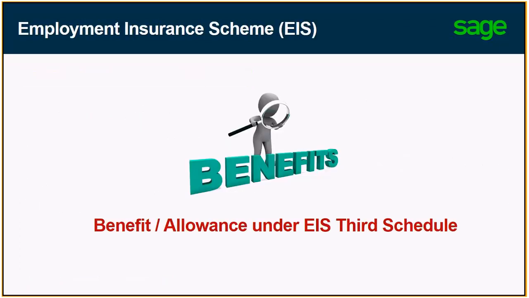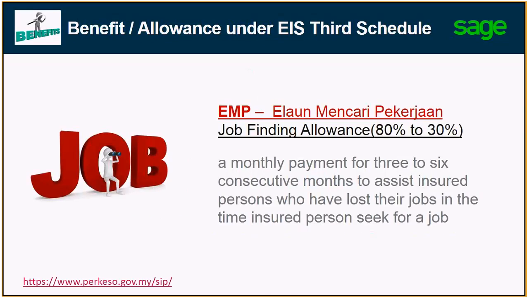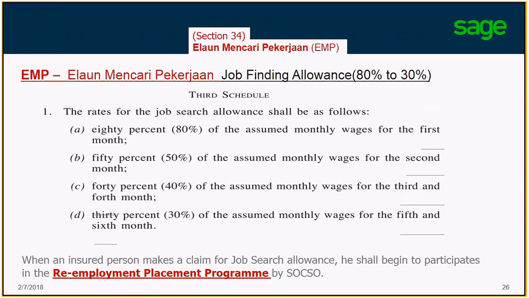So what are the benefits of this employment insurance scheme, EIS? First, it gives you the EMP, or allowance mencari pekerjaan. It's the job finding allowance. It is a monthly payment for 3 to 6 consecutive months to assist the insured person who has lost their job to seek a job. They get 80 to 30% allowance. The rate starts from 80% for the first month and then gradually reduces: 80, 50, 40. Finally, in the 5th and 6th month, it's 30%.